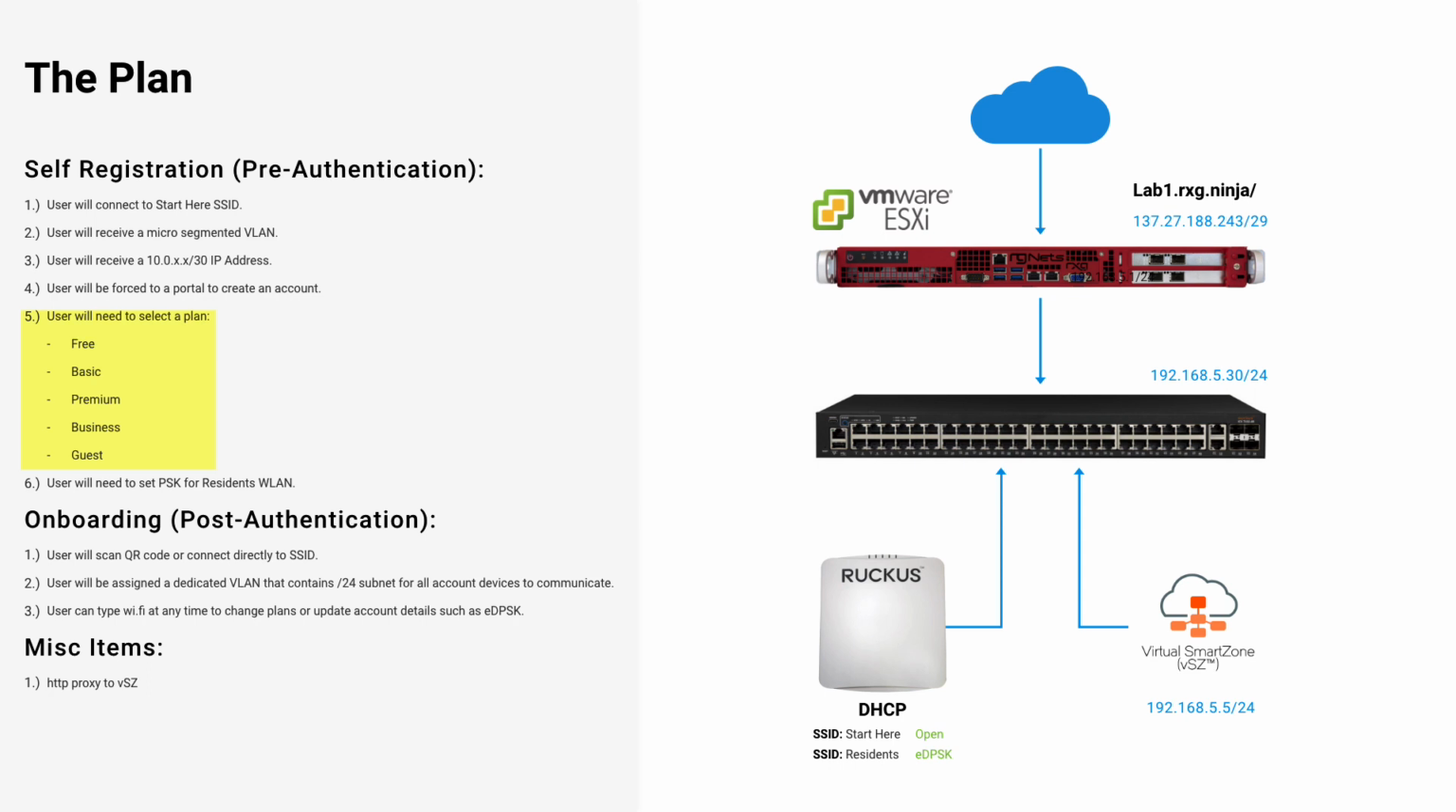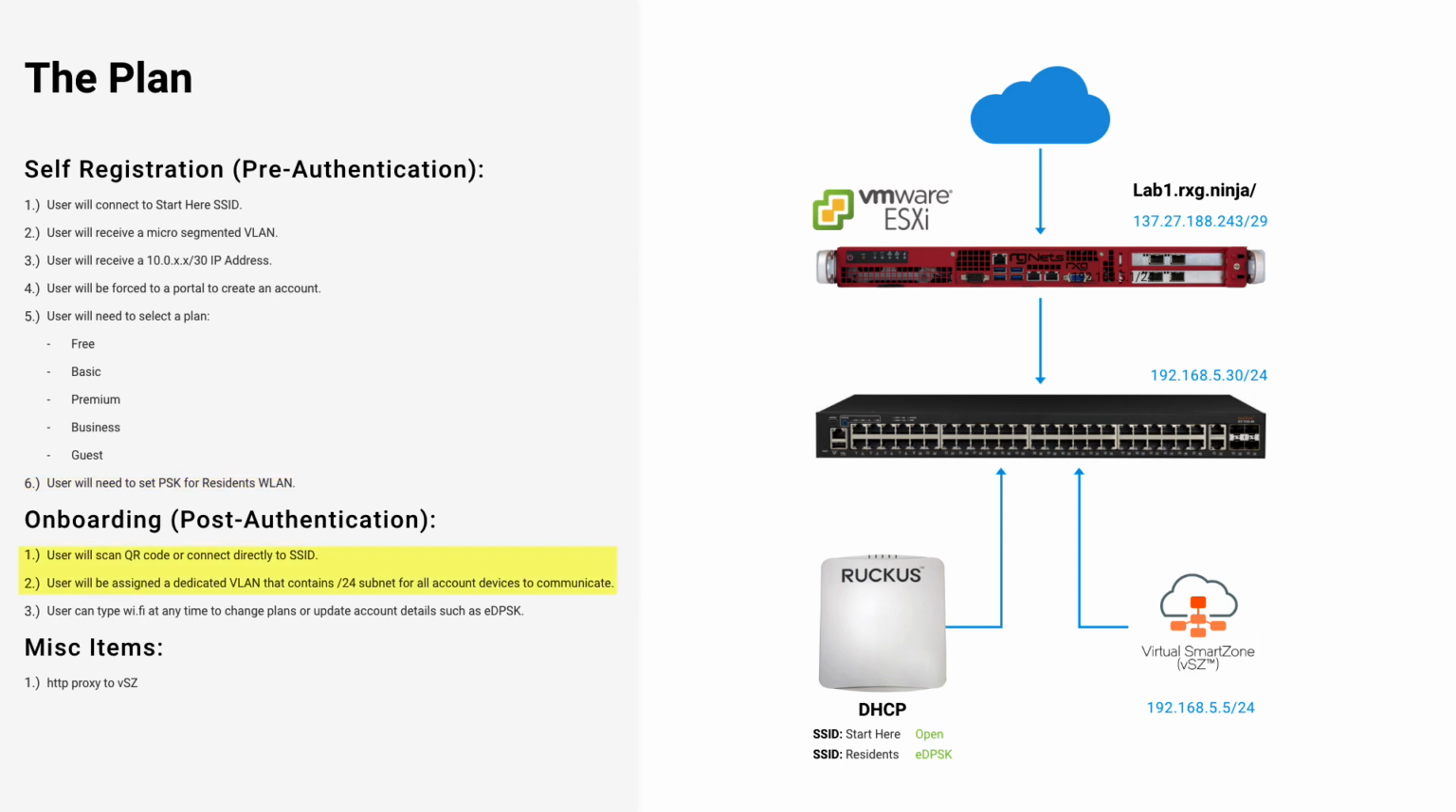In this lab, we're going to create a few different experiences: a free plan, a basic, a premium, and a business. And then we're also going to set the PSK. In this particular case, the smart zone is going to use the rXg for external dynamic pre-shared key configuration, and so we'll configure that as well. Once they've done all of that through the portal, they'll hit create, and they'll get assigned an account VLAN.